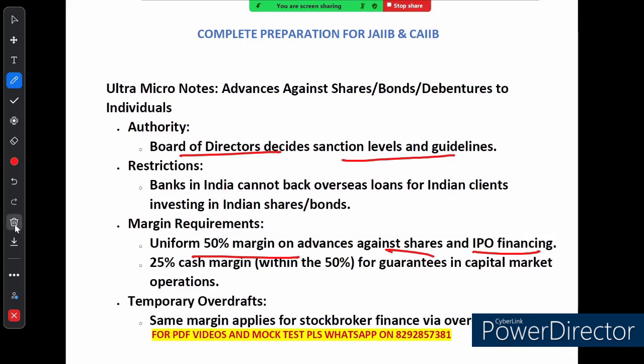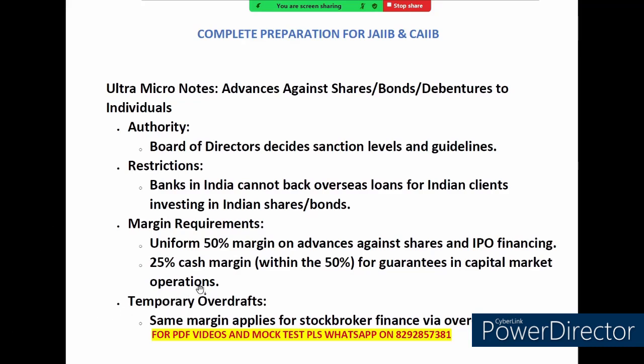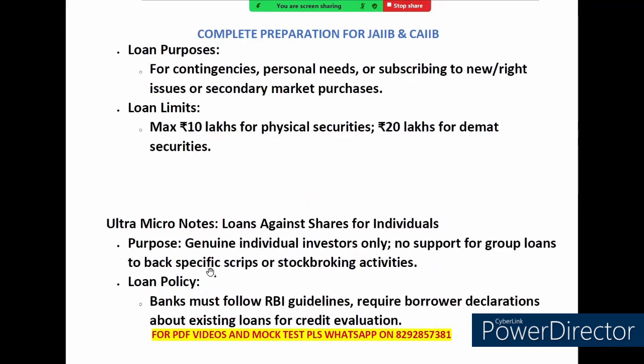Now let's talk about the temporary overdraft, OD. So banks sometimes offer temporary overdraft to help with short-term financing needs. The same margin rule applies if the stock brokers are using overdraft for finance. What is the purpose of overdraft? It is used to cover contingencies, personal needs, or to buy new share either through rights issue or through the secondary market. Loan limit, so up to 10 lakh if you are dealing with physical security, and up to 20 lakh for dematerialized share.